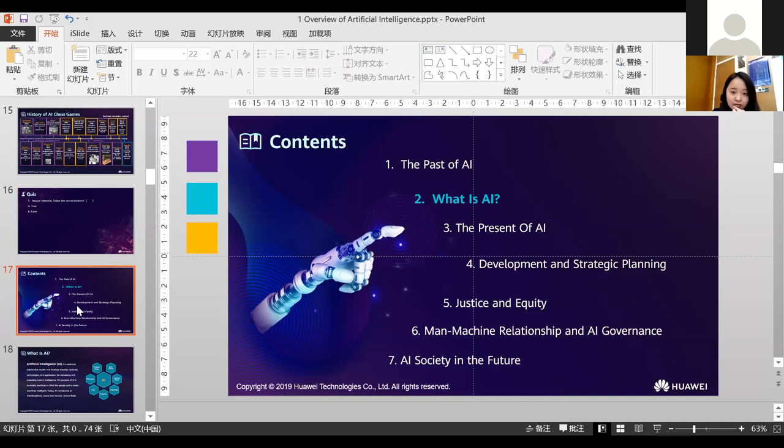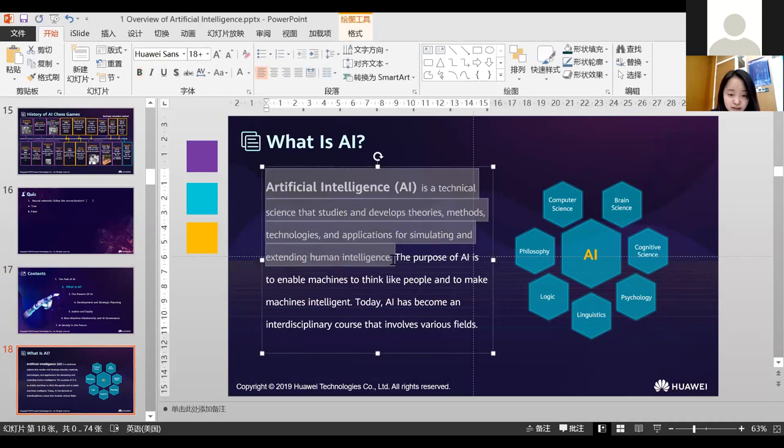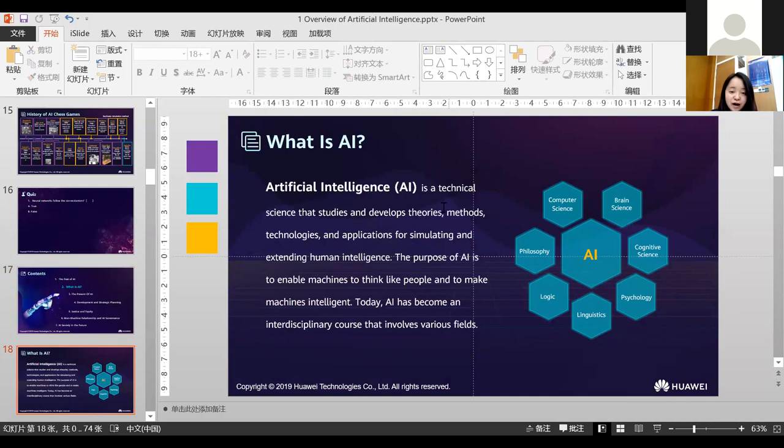AI means to make machines intelligent through data. Yes. So actually the definition of artificial intelligence is a topic that the scientists discussed in the Dartmouth workshops: to make machines intelligent from data, to make machines as intelligent as human beings or surpass human intelligence. So here is the definition of artificial intelligence.